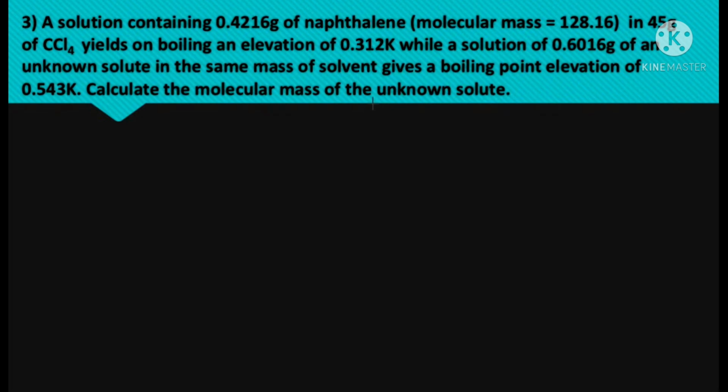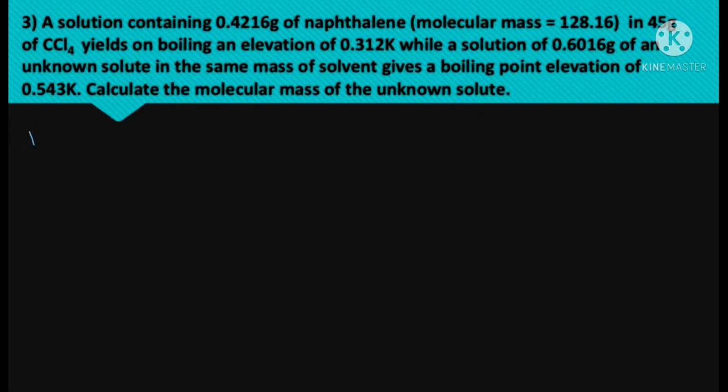See, in this problem, two types of solutes are given. One is naphthalene and another one is unknown solute, and they have given all the data for naphthalene except Kb, and they are asking you to calculate the molecular mass of the unknown solute. So this is a two-step process. In the first step you should calculate Kb using all the data of a known solute, that is naphthalene, and using that Kb you are supposed to calculate the molecular mass of the unknown solute. So this is the methodology.